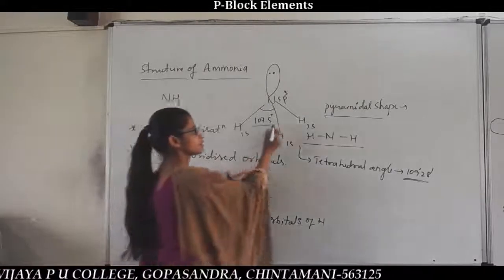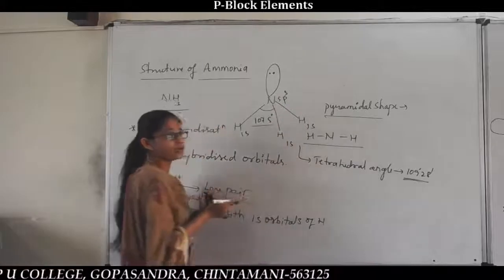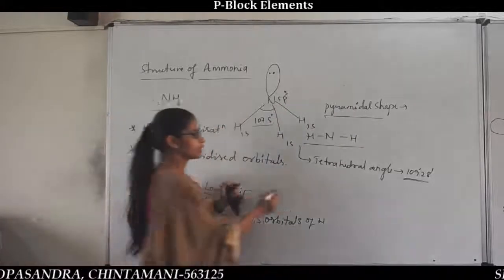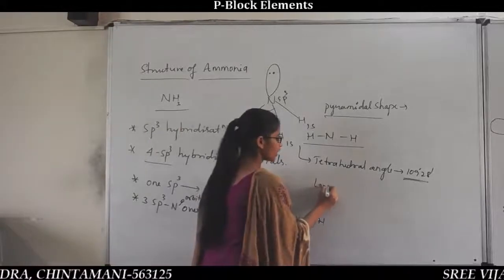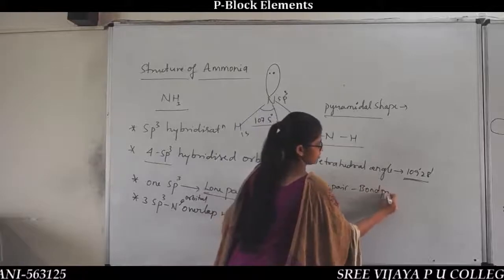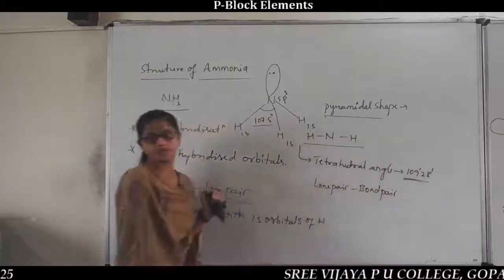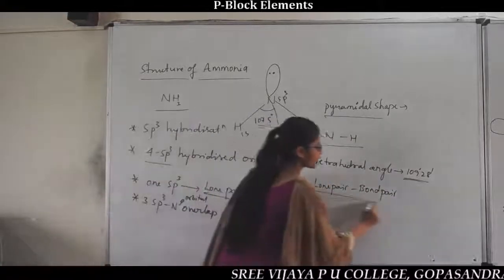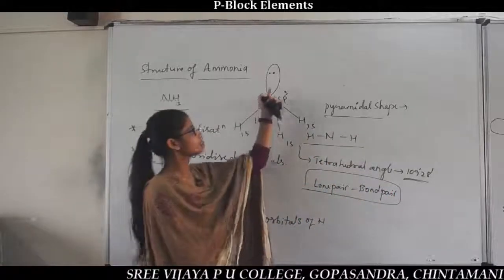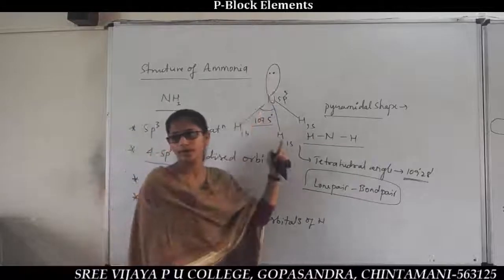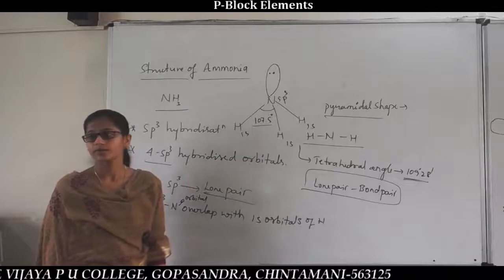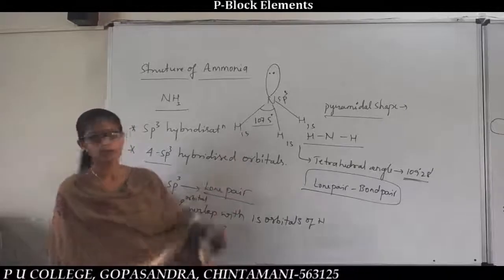Between nitrogen and hydrogen, there is also a lone pair of electrons. Actually, because of the interaction between lone pairs and bond pairs, the molecule is stable. It is very important. Again, it has a pyramidal shape.